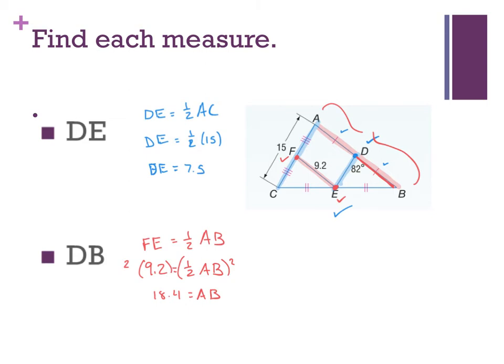Next, we know that DB is half of the whole base, because remember, D is the midpoint, therefore DB is half. So I can take 18.4 and divide it by 2, and that will give me DB, which ends up being 9.2.